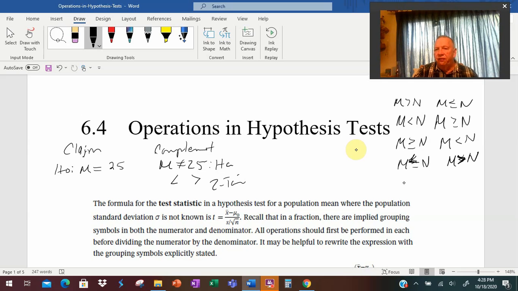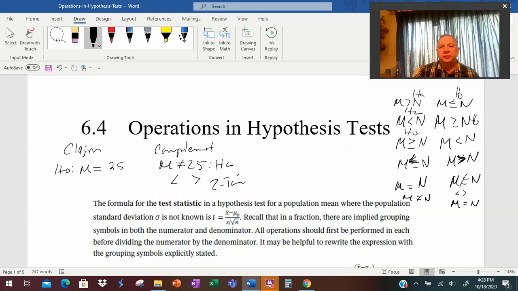And then finally, I could have mu equal to n. The complement would be not equal, which is the same as less than or greater than. And if it's not equal to n, then we would just use mu equal to n. So these are the complement pairs. You would just pick out one, and if we did the assignments, this would be H0, and here would be HA, and so on for each pair.